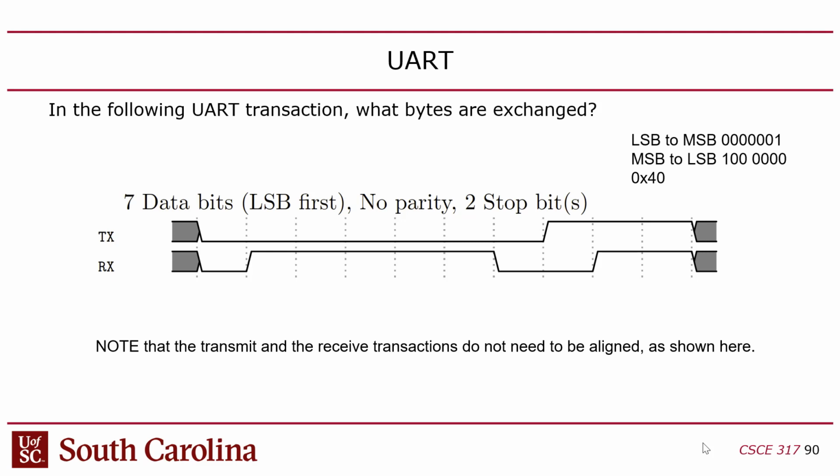Likewise, on the receive end, I have start and then 1, 1, 1, 1, 1, 0, 0. Now it's least significant bit first, so in order to translate this to hex, I have to reverse the order, right? So in hex, the low order hex digit would be 1, 1, 1, 1, so F, right? And then the high order hex digit would be 0, 0, 1. So this would be 1F being received, right?